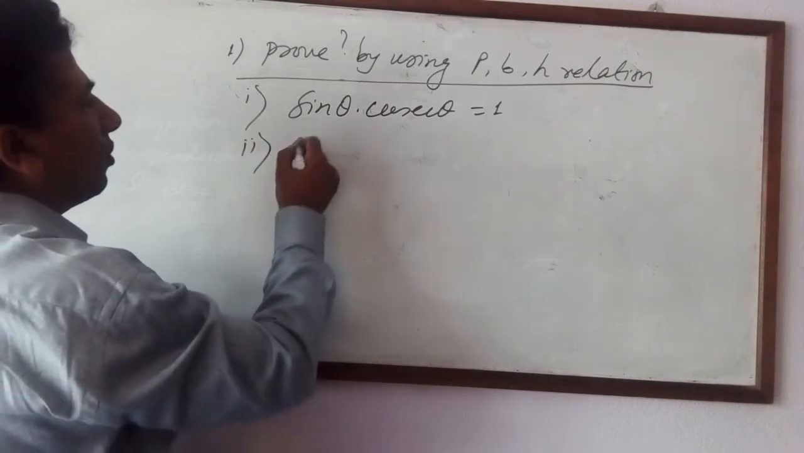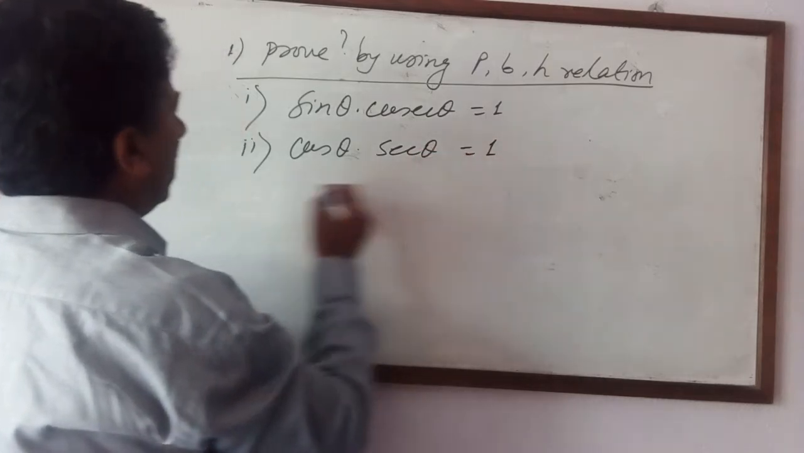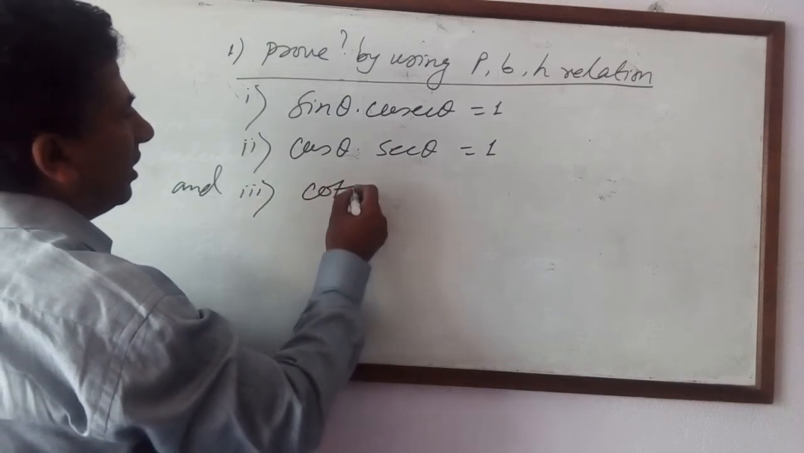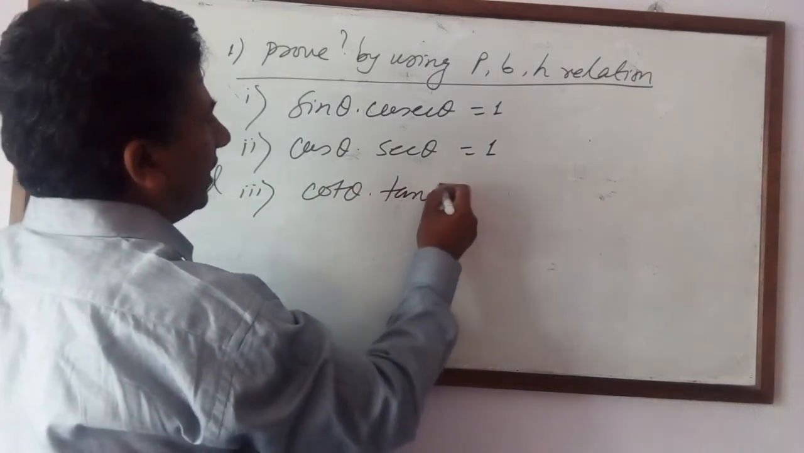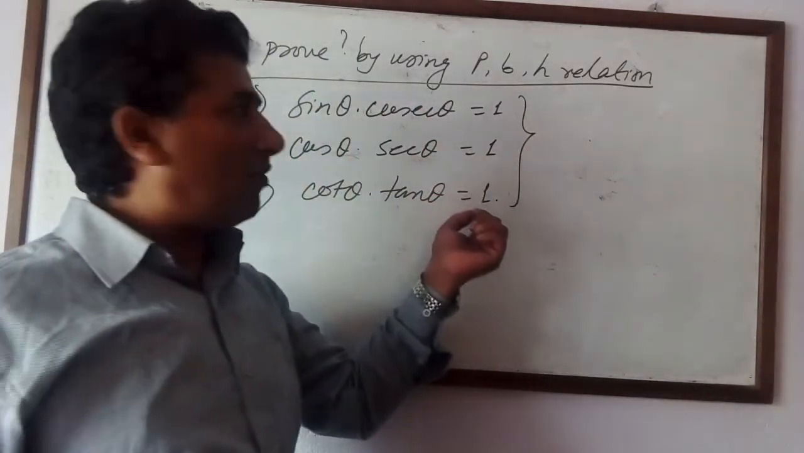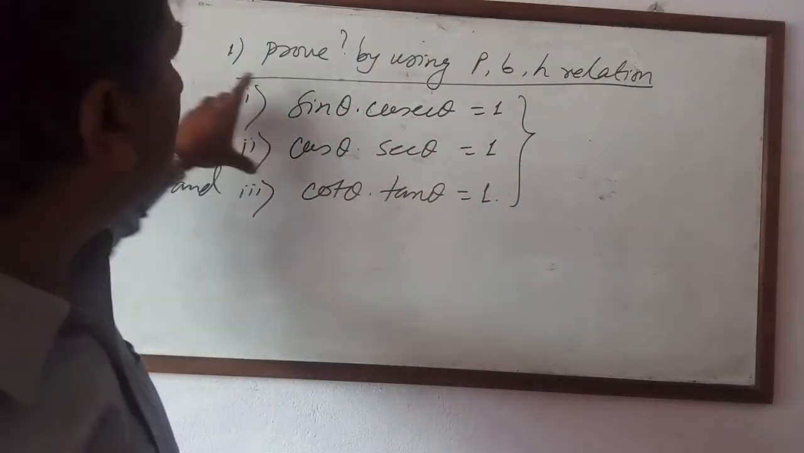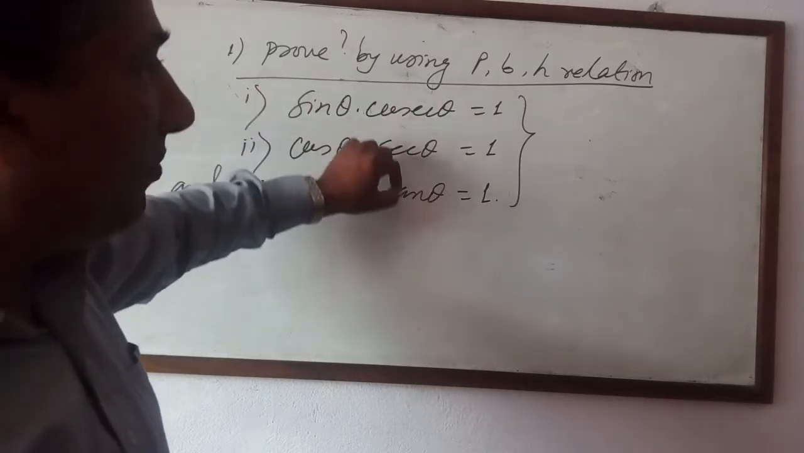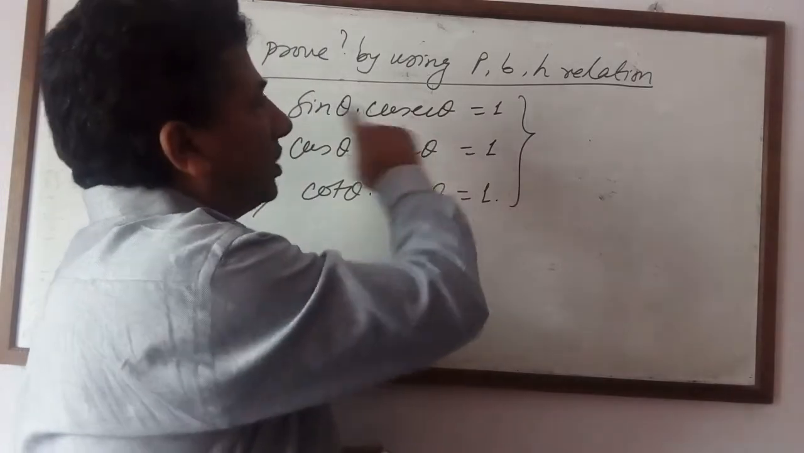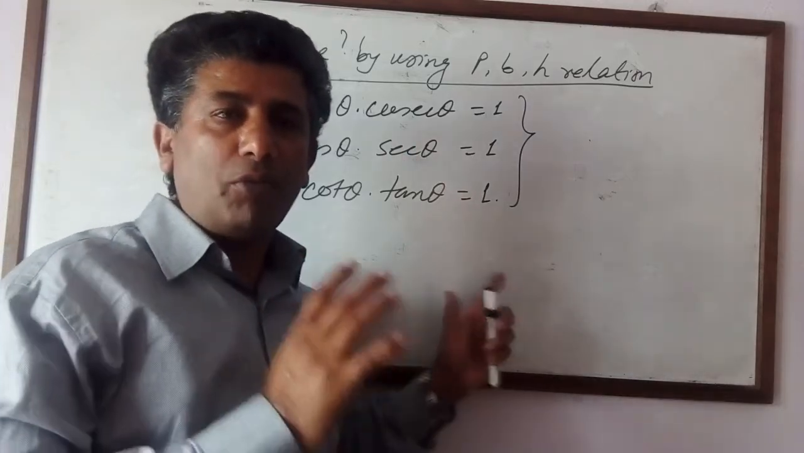Formula number 2. Cos theta times sec theta equals 1. And number 3. Cot theta times tan theta equals 1. Now this is the same pattern. This is the reciprocal formula. Why is it called reciprocal? Later I will explain. First of all, these 3 formulas, 1, 2, 3, you have to remember, very important. Now how to prove? First I will take this one. By using this relation we have to prove. From here I am going to derive the formulas also.